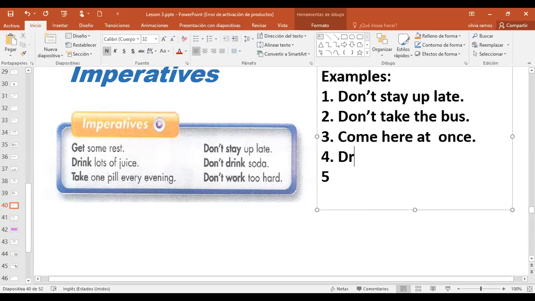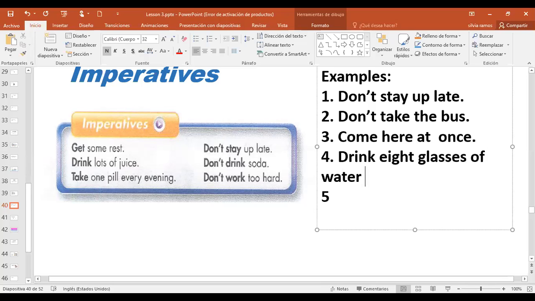Drink 8 glasses of water every day. Okay, good. Let's go with number five. Who has number five? Ernesto? Manuel? Angel? Don't jump on the bed. Okay, very good. On the bed. Don't jump on the bed.